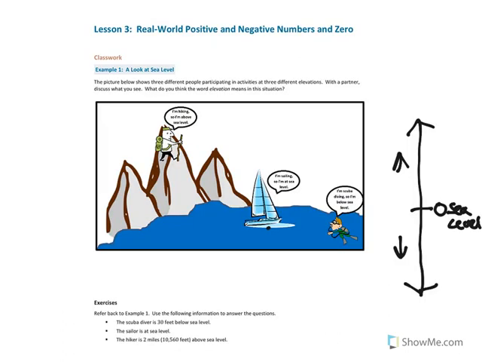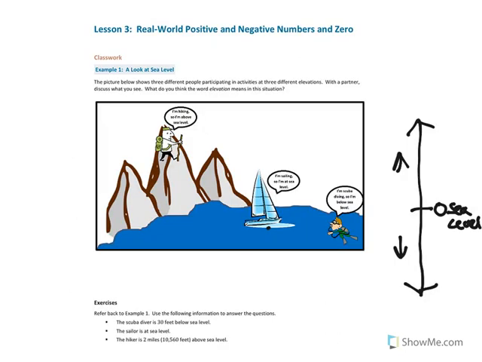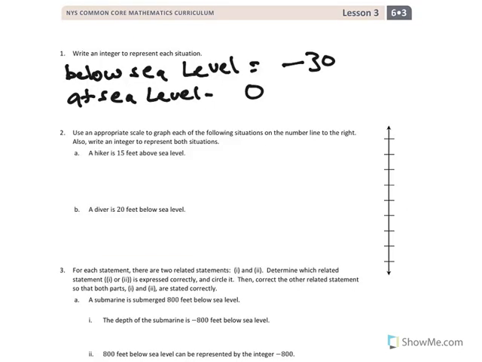All right, if we go back, the sailor at sea level, well, I showed you here, sea level would be 0. So at sea level is going to be just 0. No positive, no negative. Remember that 0 is neither positive nor negative. The last one is the hiker is 2 miles above sea level. That means they started at sea level and they counted it up. So above sea level would be positive 2. Remember that for a positive, we write just the 2 and not necessarily the positive sign.